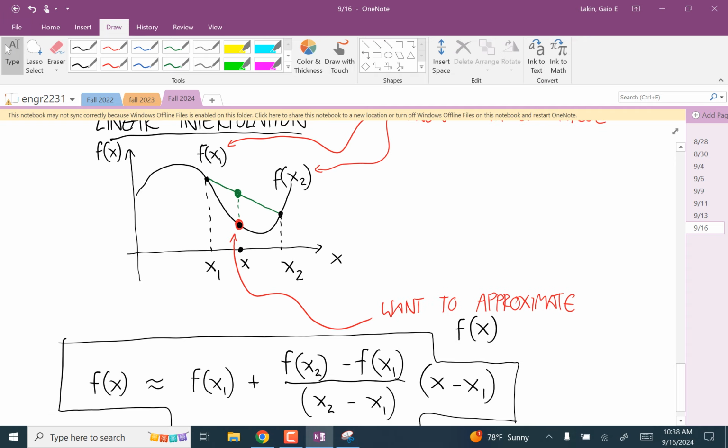Okay, so we're going to start here, and then we're going to define the slope of the line here, and we're going to travel as far along that slope as we need to be this far along the line. So we're going to start with the function value at x1, then we're going to take the slope of the line and travel along it x minus x1.